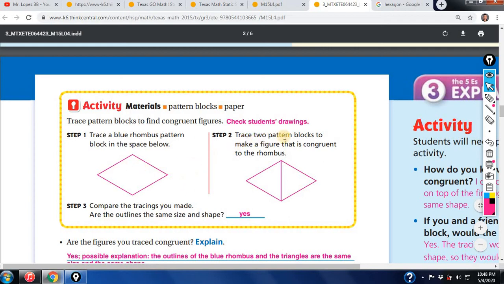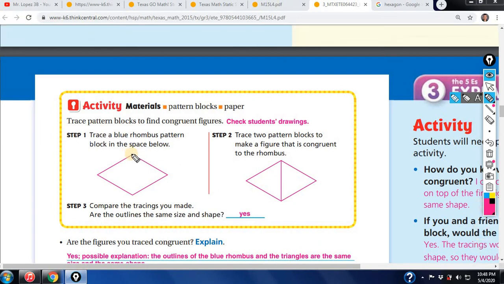And it says trace two pattern blocks to make a figure that is congruent to the rhombus. What two pattern blocks would you use to make this rhombus? Well, it'd be two congruent triangles. Because if I divide this, put this line down here, I have two congruent triangles. So I would use two pattern blocks of triangles to make this rhombus, and they are congruent.